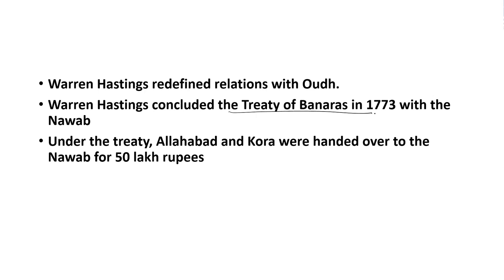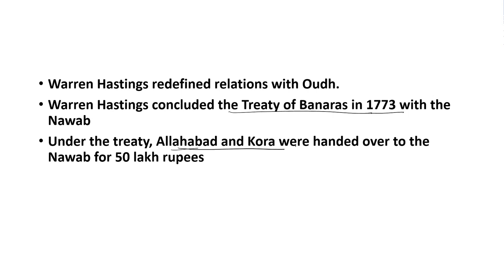He concluded a treaty with the Nawab of Oudh, Shuja-ud-Dawla. It was the Treaty of Benares, signed between Nawab Shuja-ud-Dawla and Warren Hastings in 1773. Under the Treaty of Benares, Allahabad and Kora were handed over back to Shuja-ud-Dawla of Oudh for 50 lakh rupees. Earlier, Robert Clive had ceded Allahabad and Kora from Shuja-ud-Dawla, the Nawab of Oudh, to Shah Alam II. But now, Warren Hastings took away Allahabad and Kora from Shah Alam II.